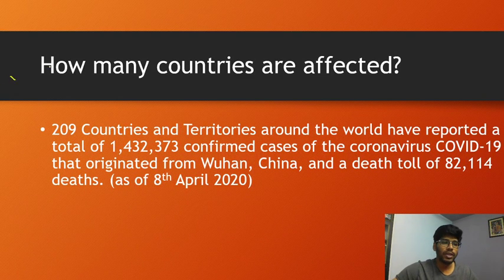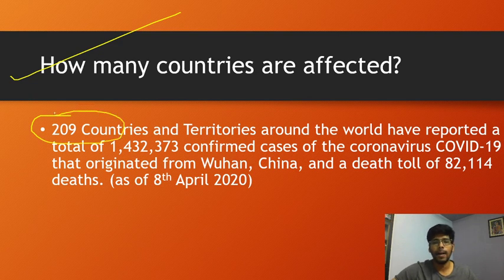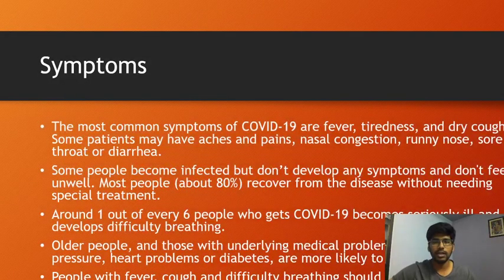With this COVID, how many countries are affected? So far, 209 countries and territories have been affected by corona. As of 8th April 2020, there were 14,32,373 confirmed cases of corona and still rising. Now the USA is on top, right?